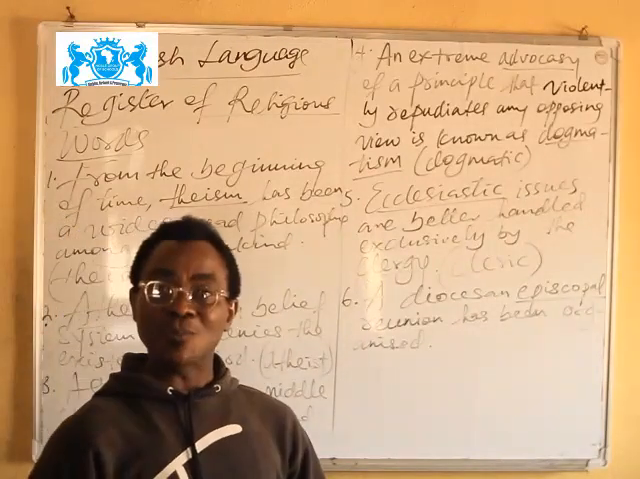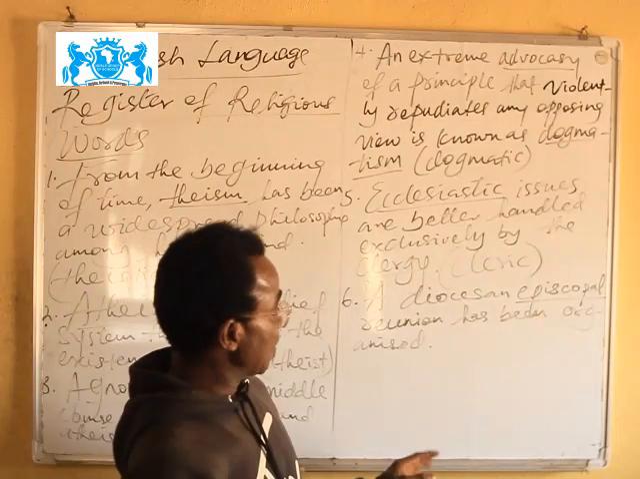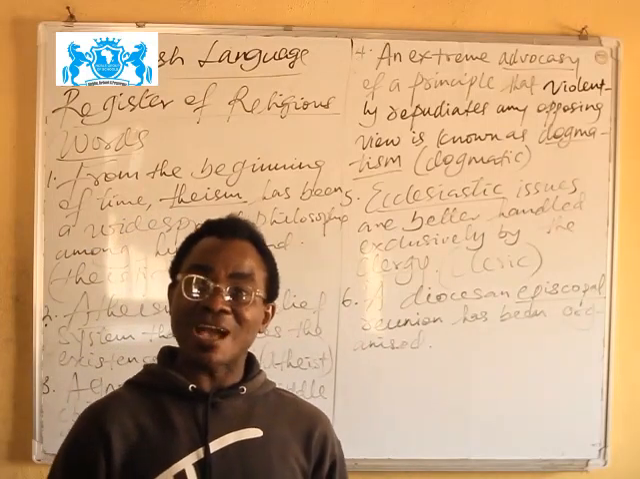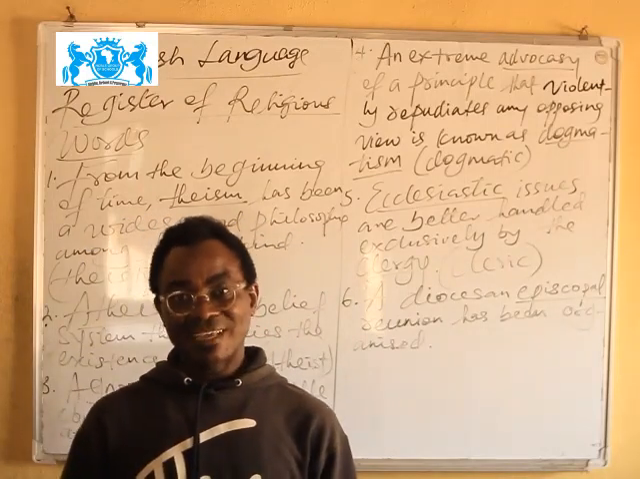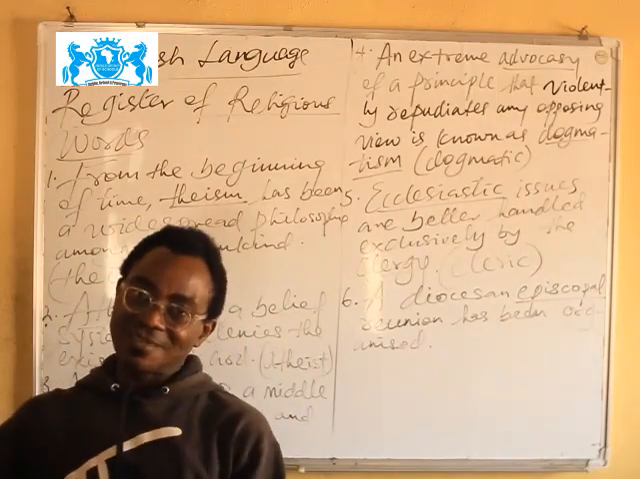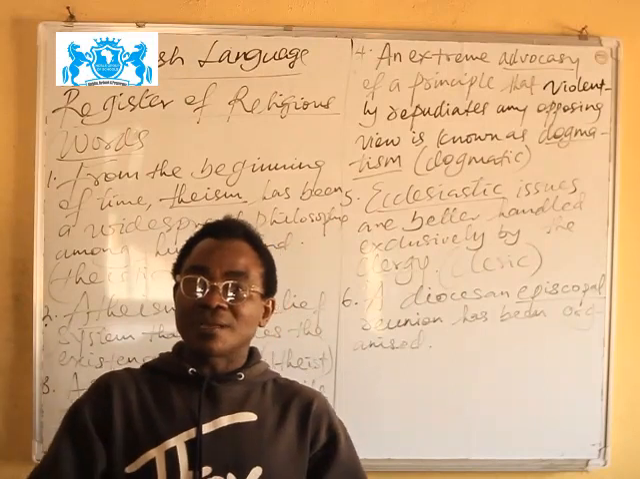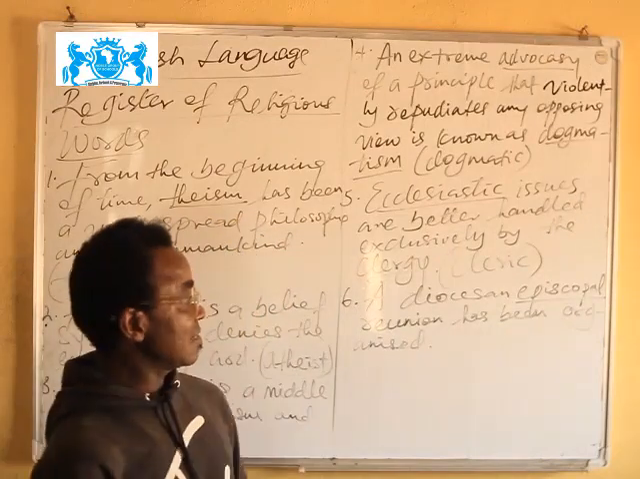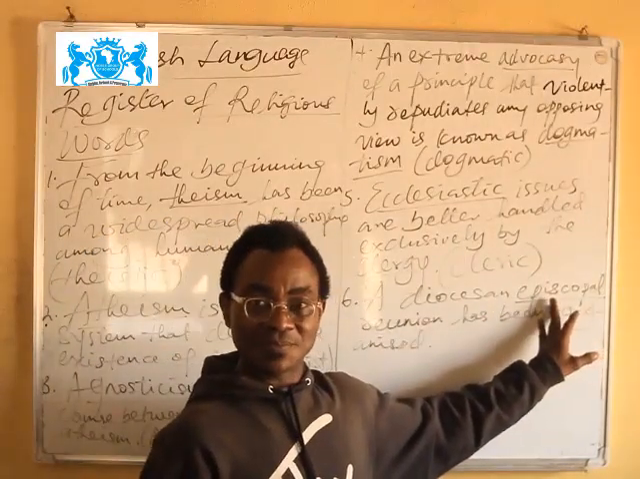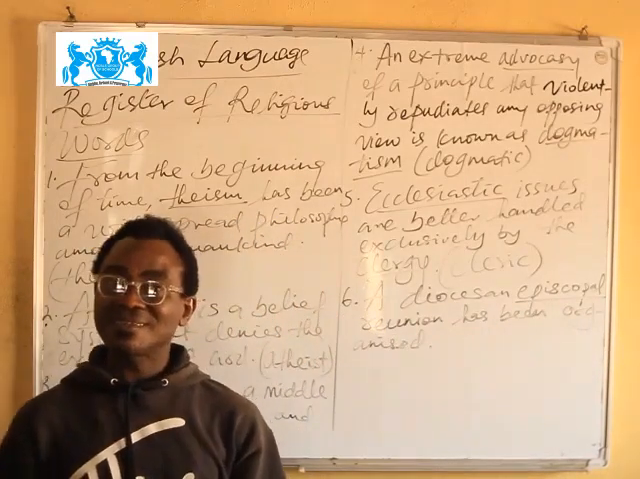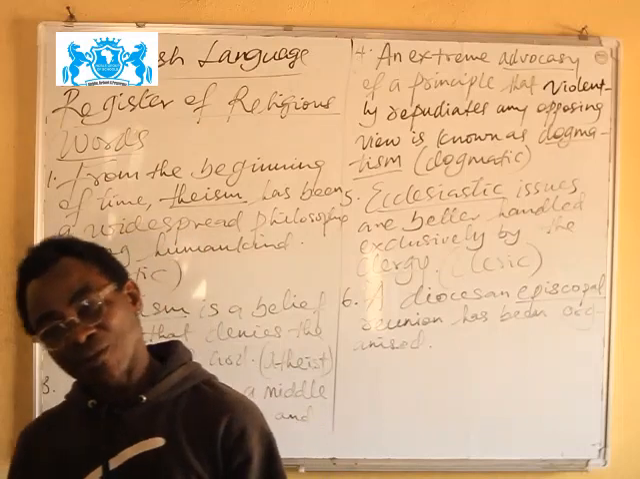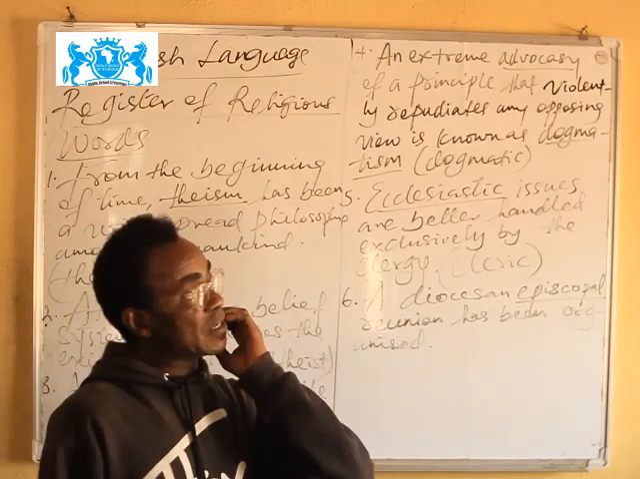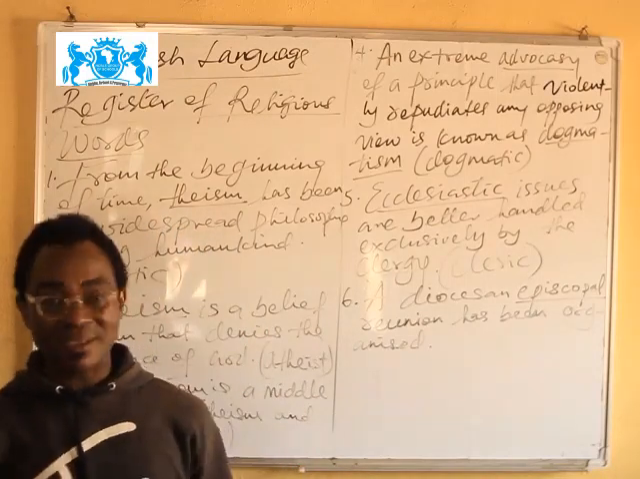A diocesan episcopal reunion has been organized. A reunion of bishops. The word episcopal means having to do with bishops, especially in the Christian religion. The bishopric, or the class of bishops in Christendom, is referred to as episcopal. So we talk about episcopal meeting, episcopal gathering, episcopal conference, episcopal writing. We are referring to that which has to do with bishops. So the word is an adjective and it can be used to qualify most nouns.